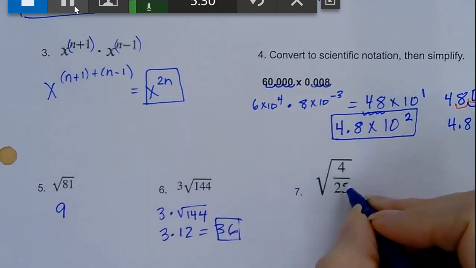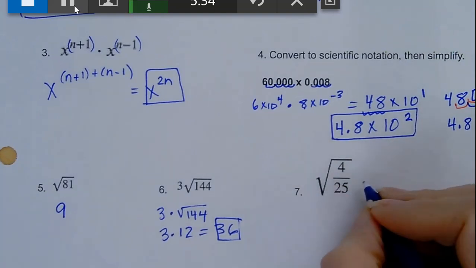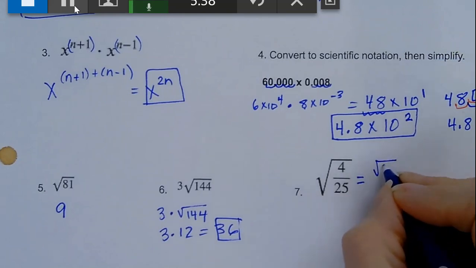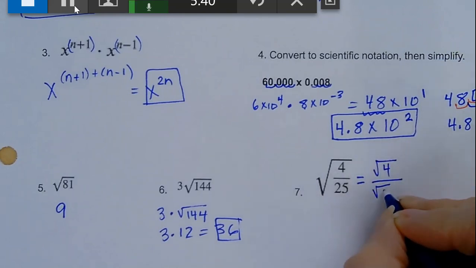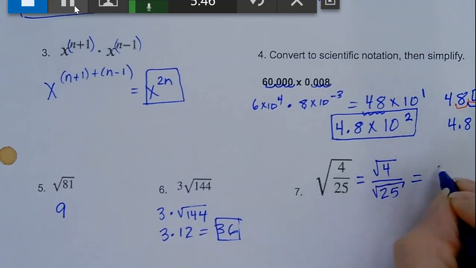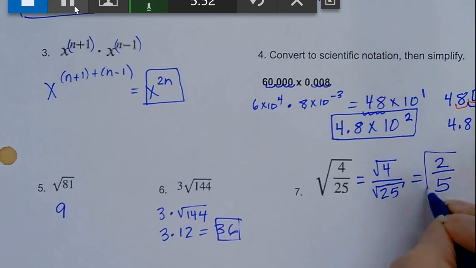And finally here, we can't simplify 4 over 25, right? But I'm going to give you a sneak preview. This is the same as saying square root of 4 over square root of 25. We're going to talk about that in class today, so this is totally a sneak preview. If I do that, I know square root of 4 is 2, square root of 25 is 5. So that's my answer there.